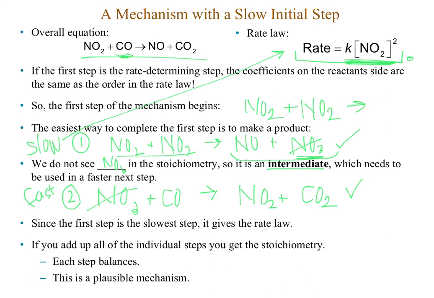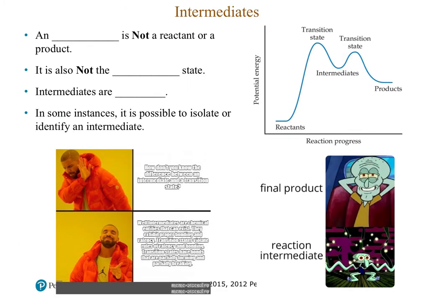We have 2 nitrogen dioxides, but one of them gets canceled on this side. So we have 1 nitrogen dioxide, 1 nitrogen monoxide, 1 carbon dioxide, 1 carbon monoxide. So it does work out. So this mechanism is possible. Is it for real? I don't know. But it is something that could explain what's going on.